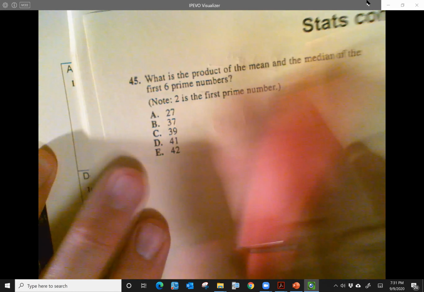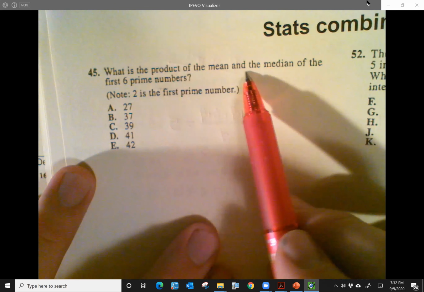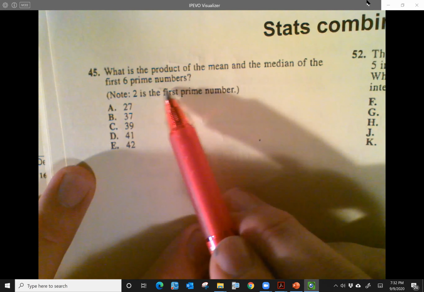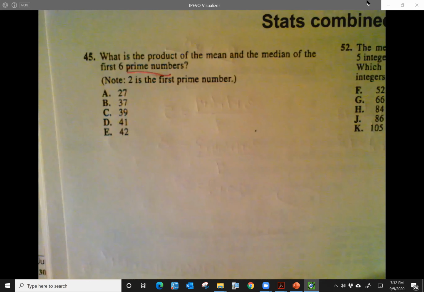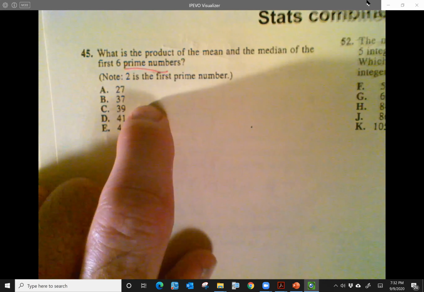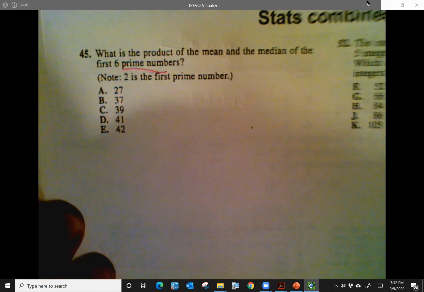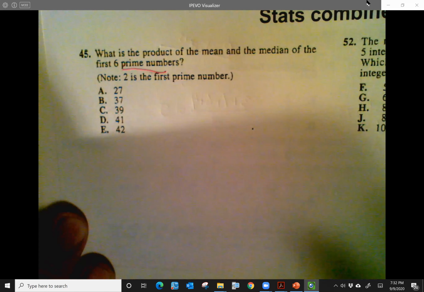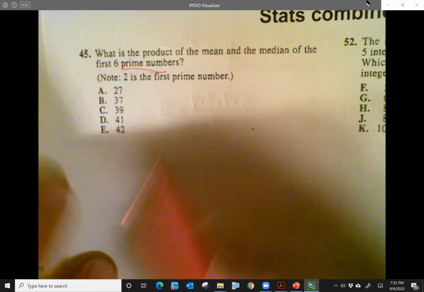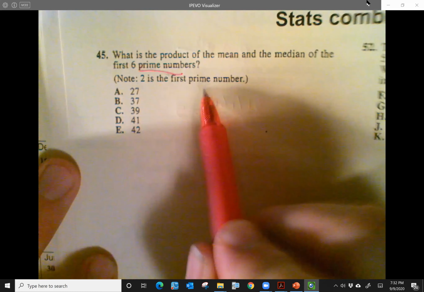So top of the next page here, let's look at number 45. What is the product of the mean and the median of the first 6 prime numbers? And you're like, oh my gosh, they're combining a lot of ideas. So this is really middle school math, right? Prime numbers, mean, median, but putting them all together, they don't do that in middle school. So ACT is like, we're going to put together a lot of those 8th grade ideas into one question. So the first thing we should do is write out the prime numbers. And they're really nice to say, by the way, 2 is the first prime number. 2, 3, 5, 7, 11.